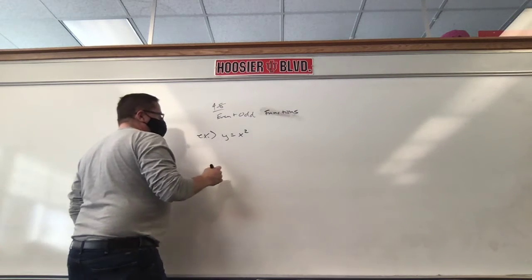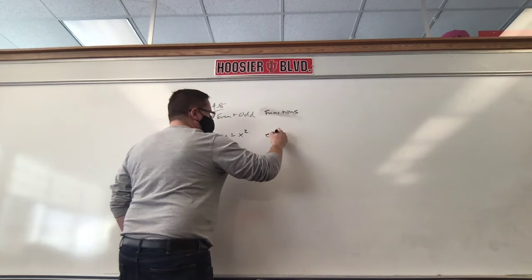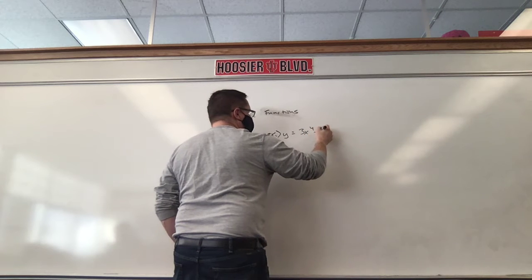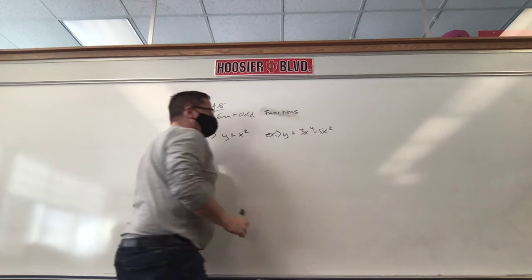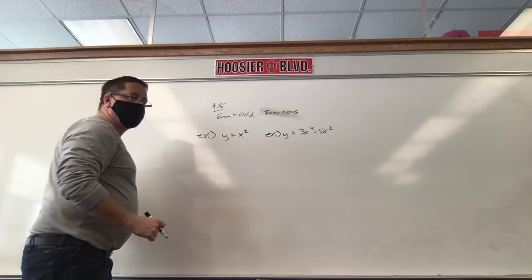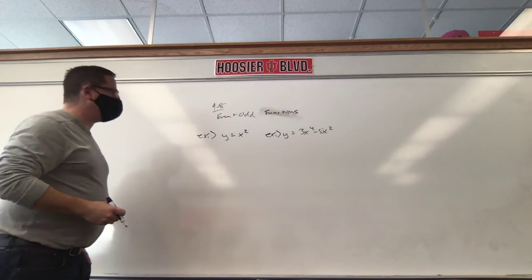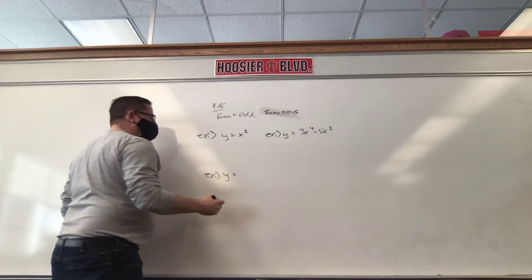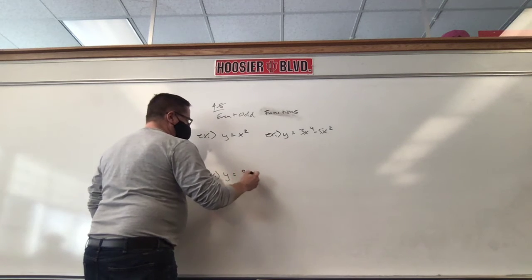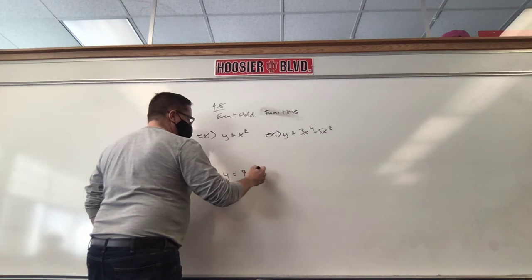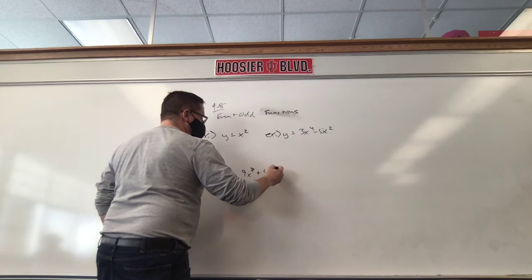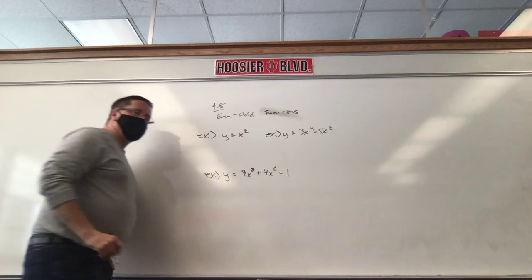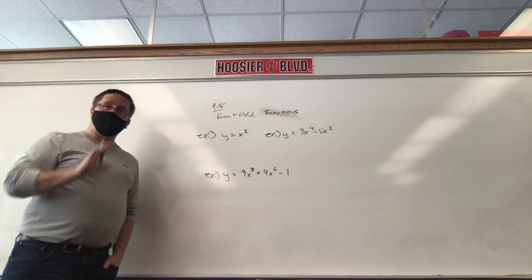If I gave you y equals 3x to the fourth minus 5x squared, that's an even function. I'm going to give you one more example here, and you tell me, is this an even function? y equals 9x to the 8th plus 4x to the 6th minus 1. Is that even? Yep.